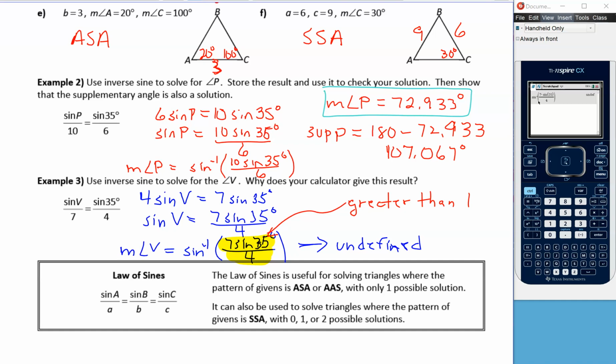All right, now if we were going to solve anything with the pattern of givens, ASA or AAS, then there's only going to be one possible solution, and we can use the law of sines to find that solution for the triangle. In the SSA pattern, there will be a possibility of 0 solutions, 1 solution, or 2 possible solutions, depending upon how it's set up.